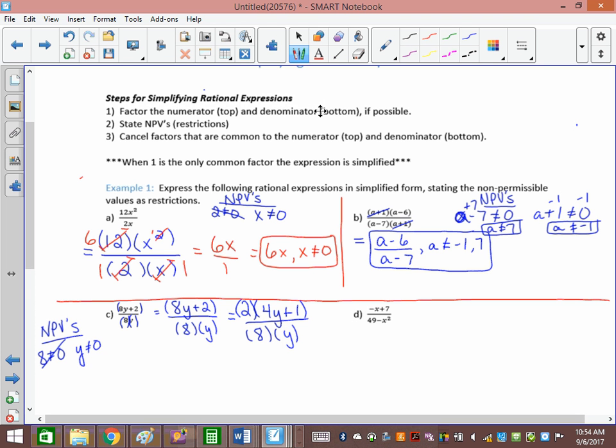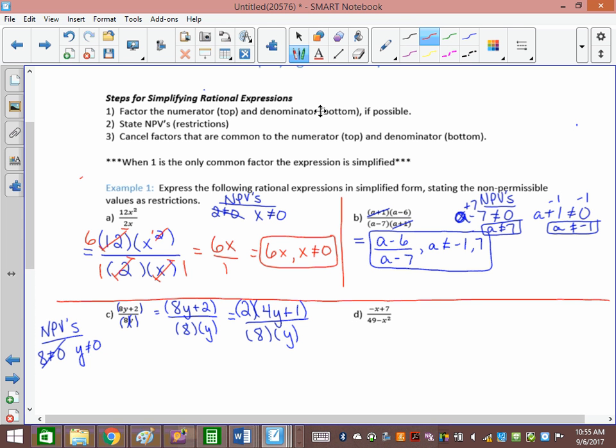Once I've stated NPVs, I can cancel. So out of the 2 and the 8, I can take a what? A 2. And I can take it out of both of those because they're in their own separate brackets, right? There's nothing attached to them. I can cross them off. Can I cross this 4 and this 8 off? No. This 4y plus 1 is one human. Okay? Unless there's a 4y plus 1 in the denominator, that baby's not going away.